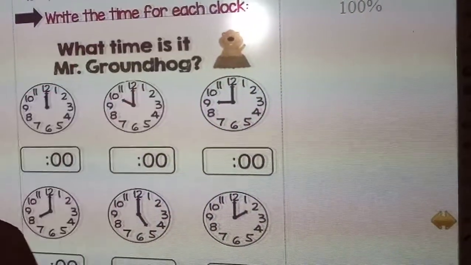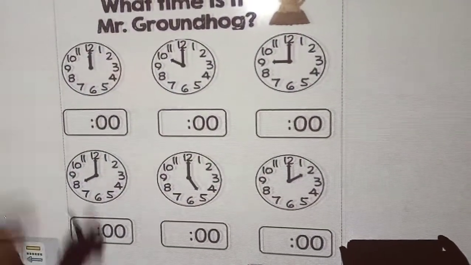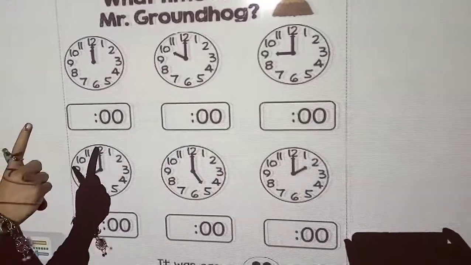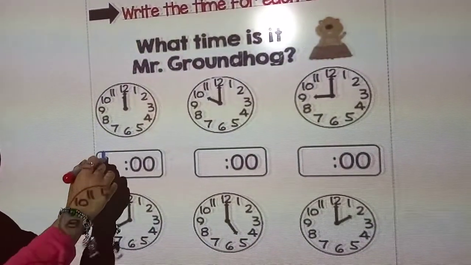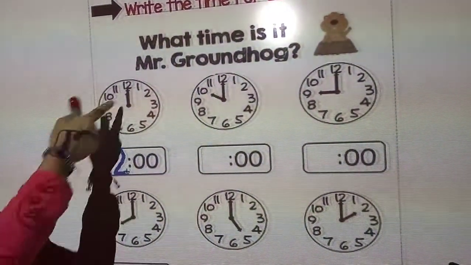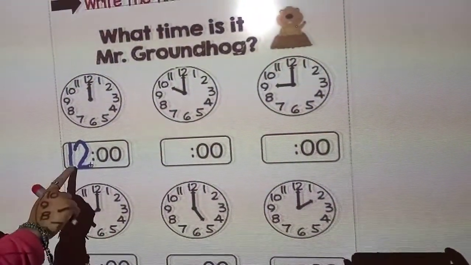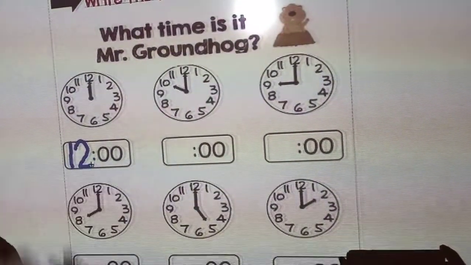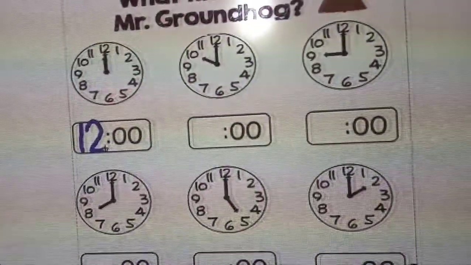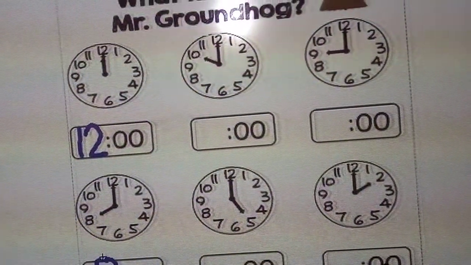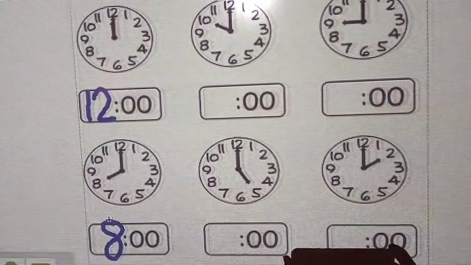Write the time for each clock. Very easy. Number 1, we have 2 steps. Step number 1, start with the short hand. It points to 12. And the long hand also points to 12, means 12 o'clock. Number 2, the short hand points to 8. And the long hand points to 12, means 8 o'clock.